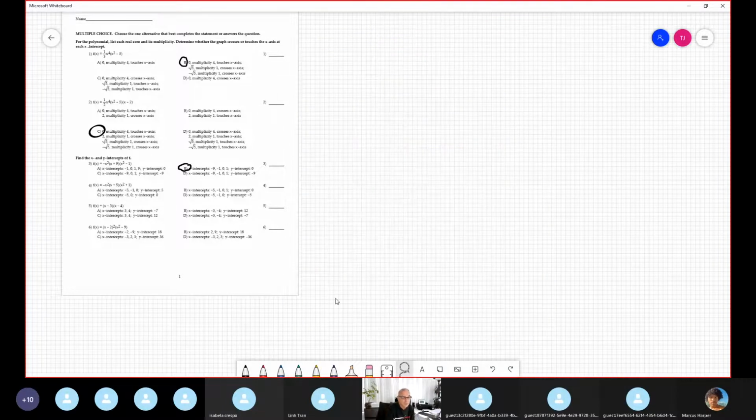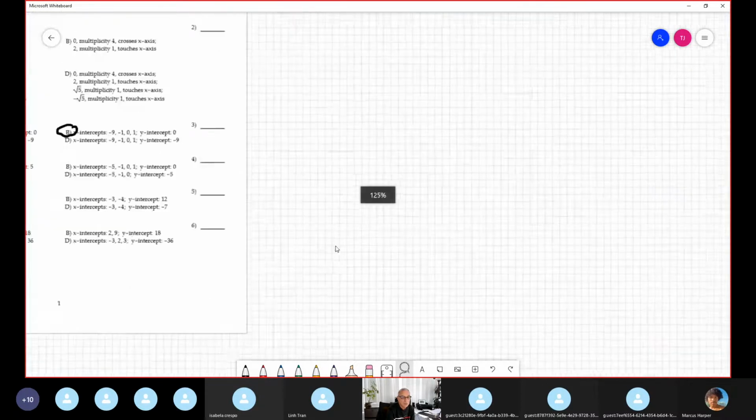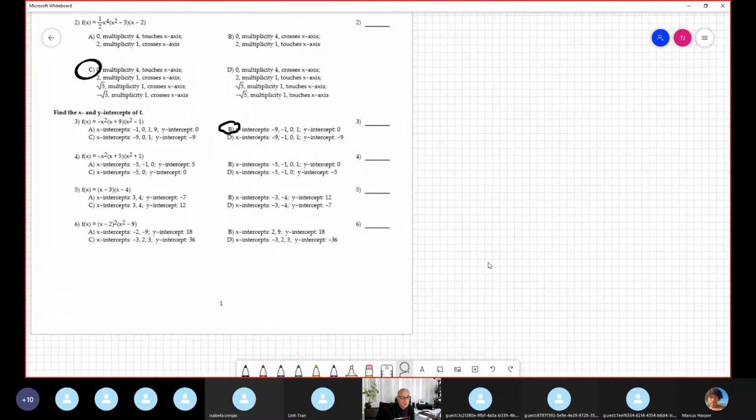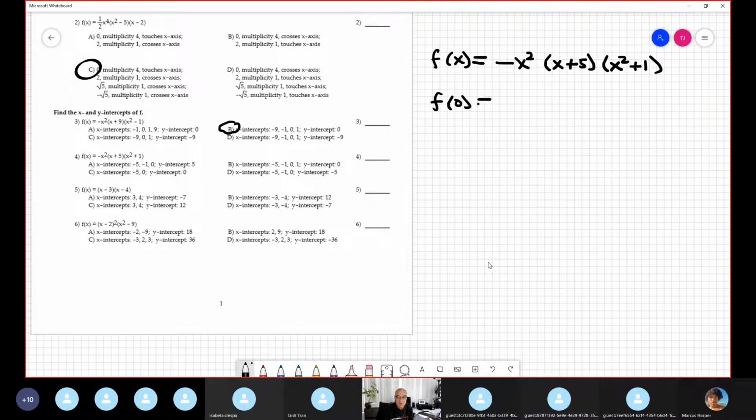Okay, number 4, same repetition. Number 4, the polynomial is f of x is equal to minus x squared, x plus 5, x squared plus 1. To find the y-intercept, evaluate at 0. It's obvious that it is 0. 0 squared multiplied by something is 0.